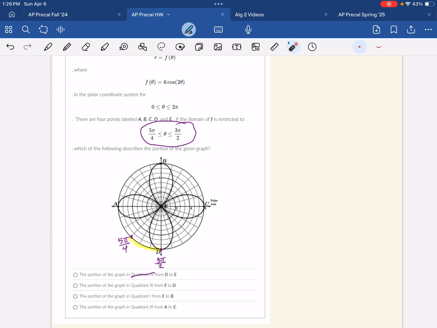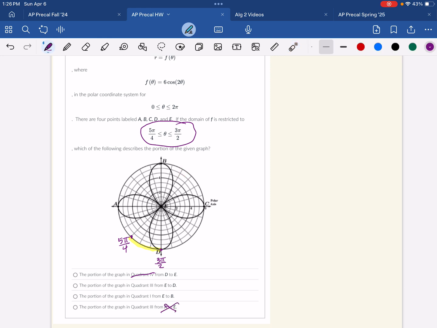Also from tracing A to E, this piece here was not something that I could have created from the radians 5 pi over 4. Like the radius length would not have been heading in that direction or the opposite direction from those radians. So I'm going to cross off A to E.